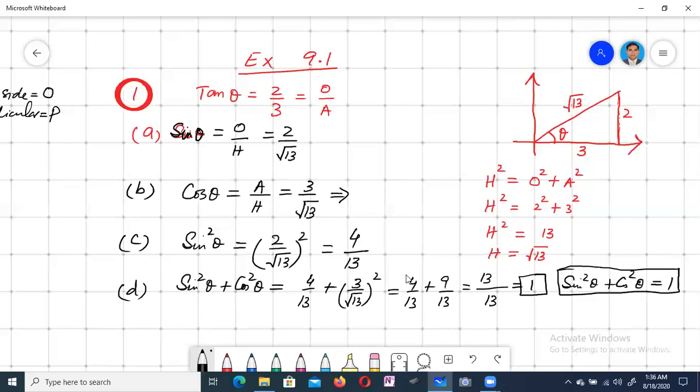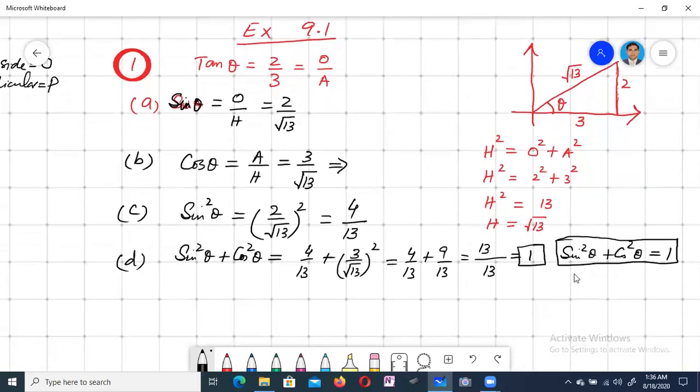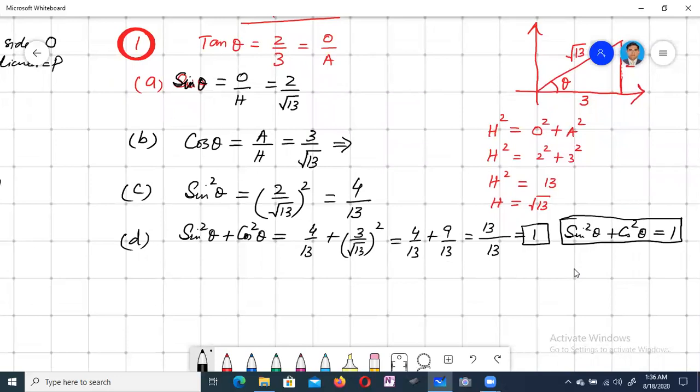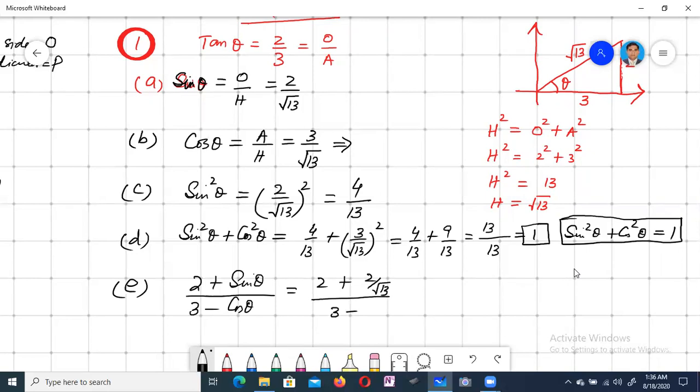Then after that, the last part here is part E. Part E is 2 plus sine theta divided by 3 minus cos theta. 2 plus sine theta. Sine theta is 2 divided by square root 13, over 3 minus cos theta. Cos theta is 3 divided by square root 13.